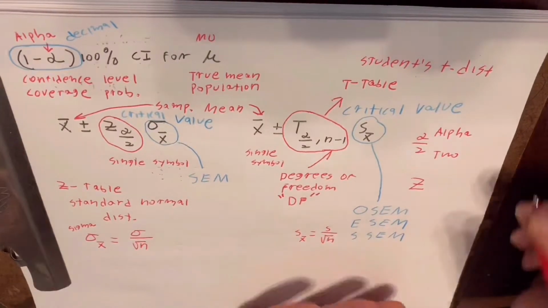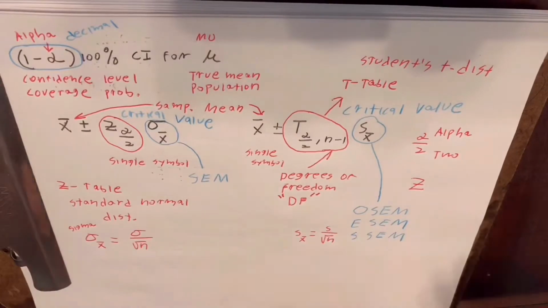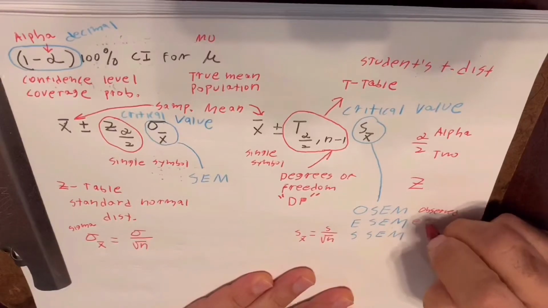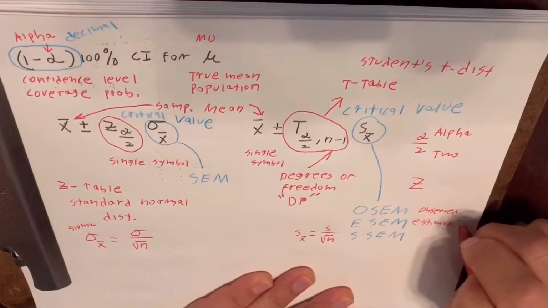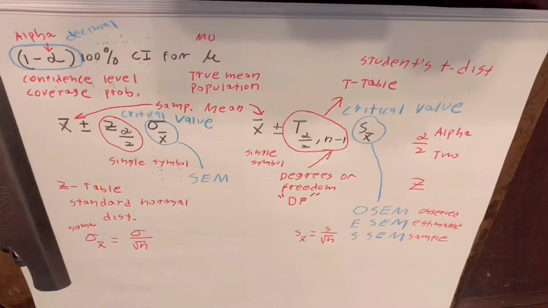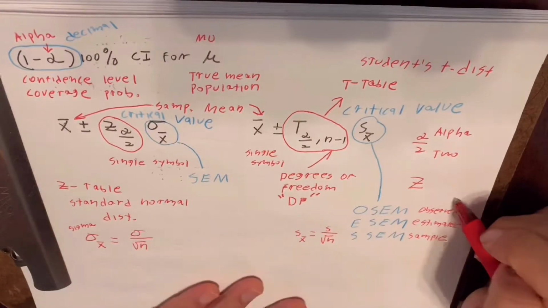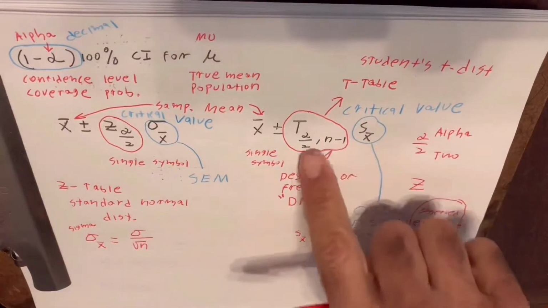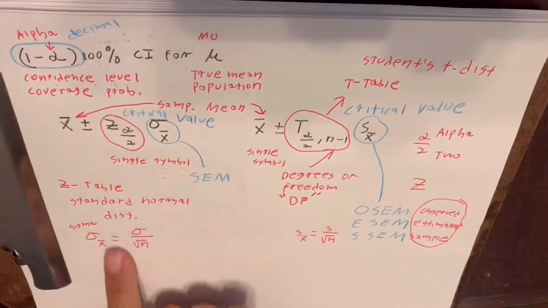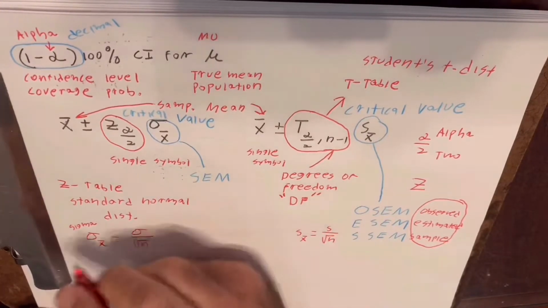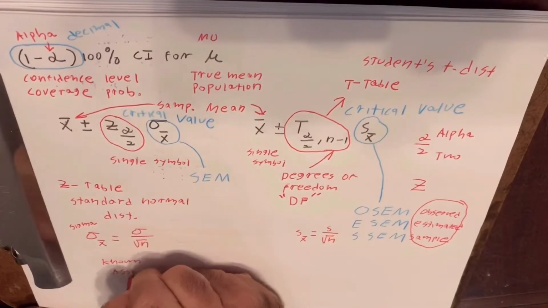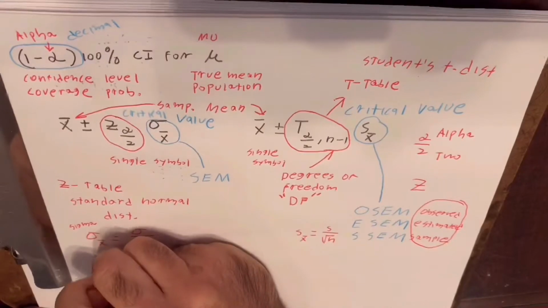These are the keywords that you have to know: observed, estimated, and sample. And your professor will probably throw these words at you. These are the key words to tell you to use the t-distribution formula. And the words that tell you to use the z-distribution formula are either known or assumed. These are the key words.